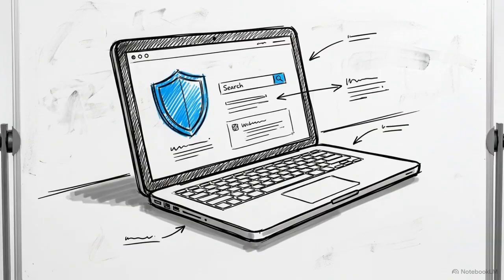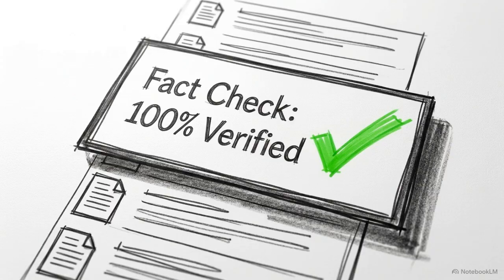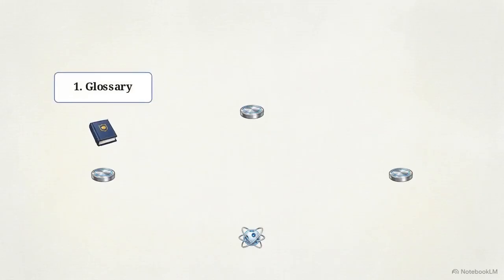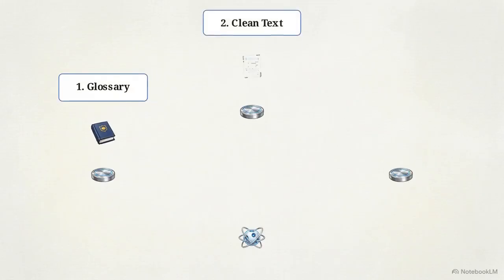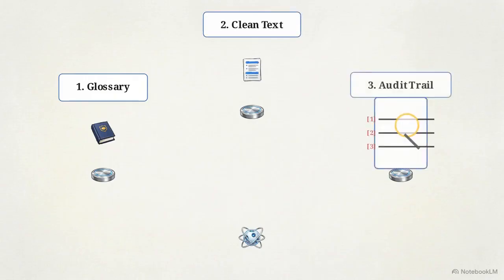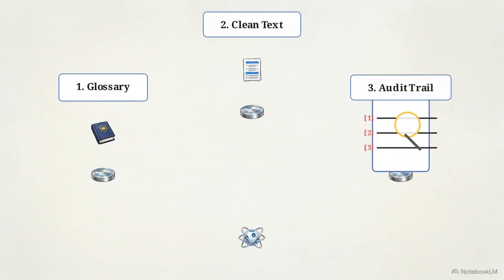You have now successfully built a structured research assistant that relies entirely on your facts, avoiding hallucinations. You achieved this through 3 specific pillars: locking in your terminology with a glossary, providing easily digestible text documents, and enforcing a perfect audit trail for every query.